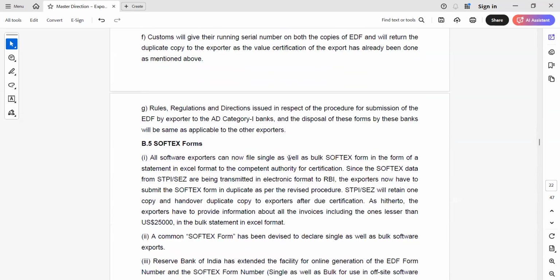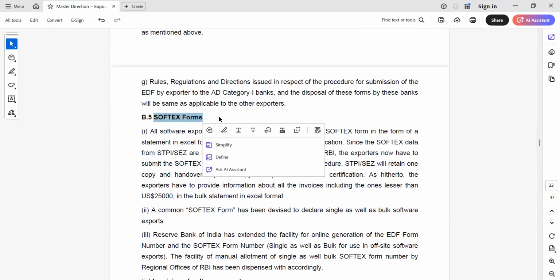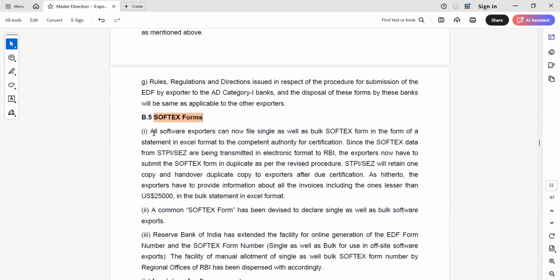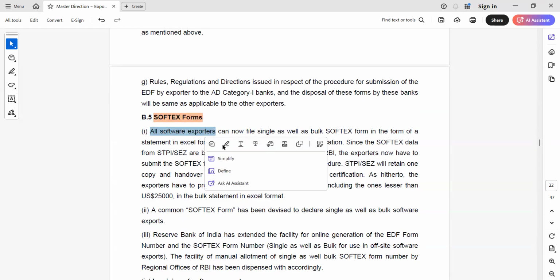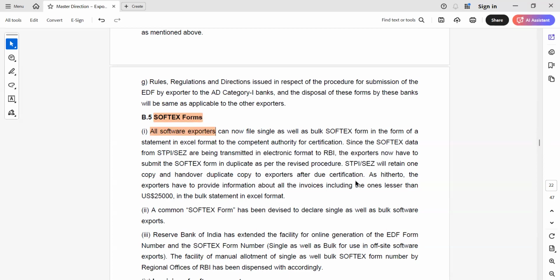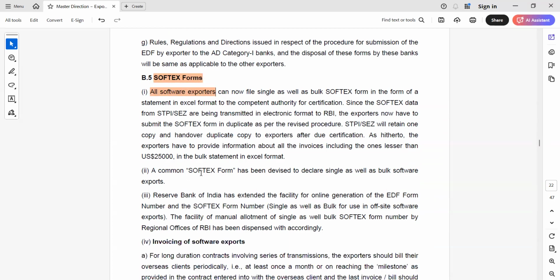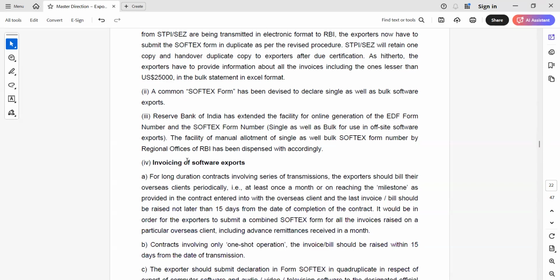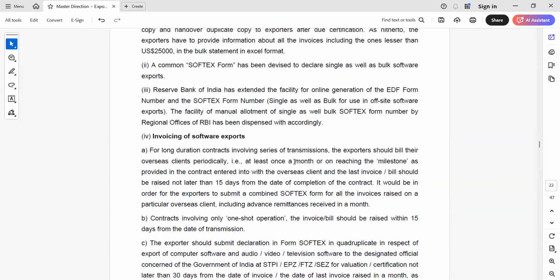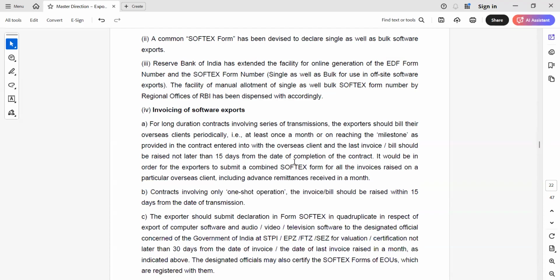Okay, SOFTEX. SOFTEX, like I told you, is for software. So whenever anybody is doing software export, they have to file SOFTEX. A common SOFTEX form has been devised to declare single as well as bulk software exports. Invoicing of software export: for a long duration contract involving a series of transmissions, the exporter should bill their overseas client periodically, at least once in a month, on reaching the milestone.